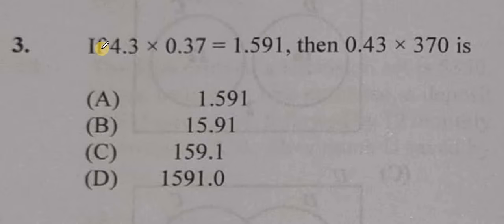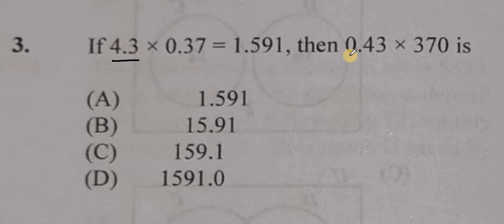Question 3. So we're given this question. If 4.3 times 0.37 is equal to 1.591, then what is 0.43 times 370? Notice that we're looking at very similar numbers.